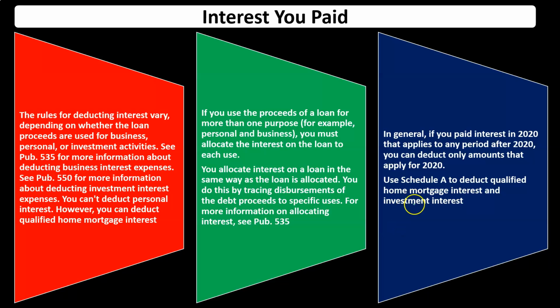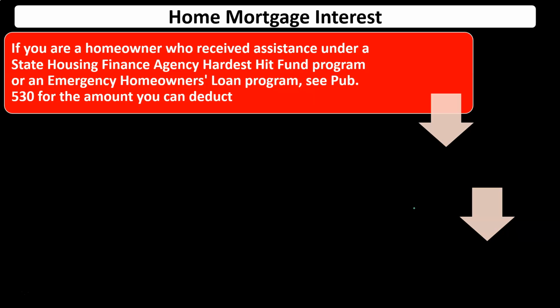So home mortgage interest and investment interest, those are the two interest forms we might be able to deduct on Schedule A. The business-related items, typically if the business was a Schedule C business, would be there, or if it was some other business, rental or something like that, Schedule E, and so on and so forth.